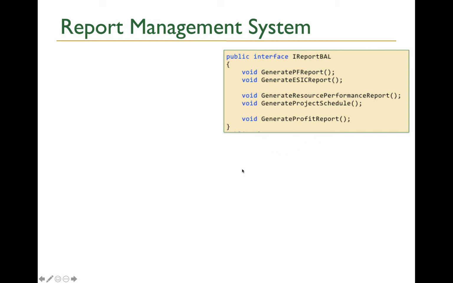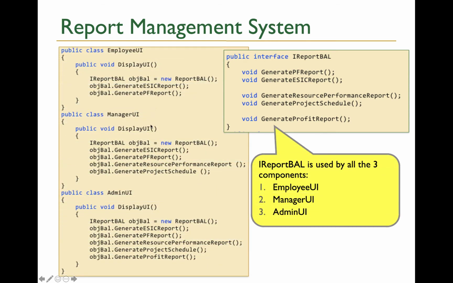Different reports will be used in different parts of the system. For example, in the employee UI, you will need to generate the ESIC report and the per file report. But if the manager logs into his or her UI, then you can do not only the per file and ESIC, but also generate a resource performance report and a project schedule report. And finally, if you're the admin, then you can basically do anything you want. So obviously there are 3 different roles that have access to different levels of reports.